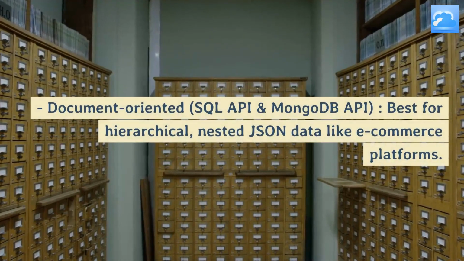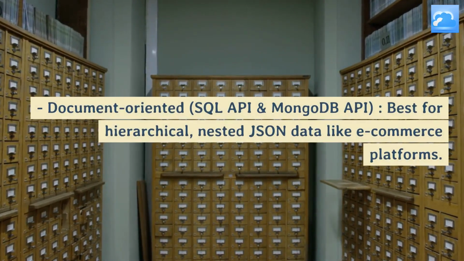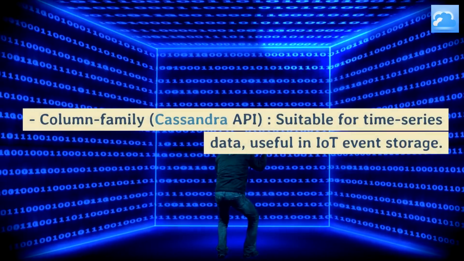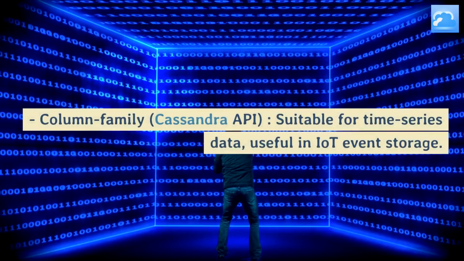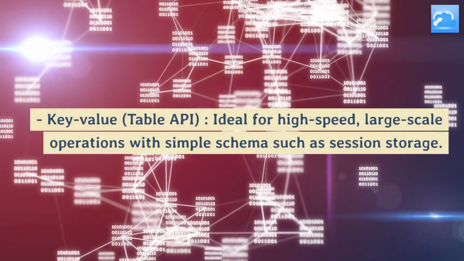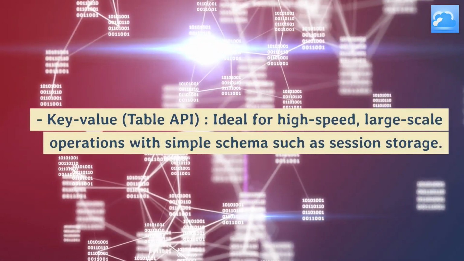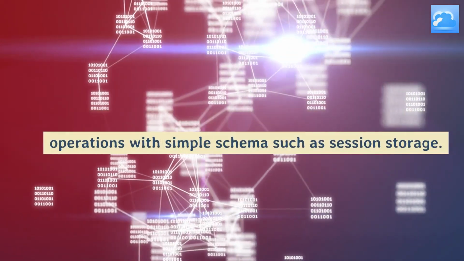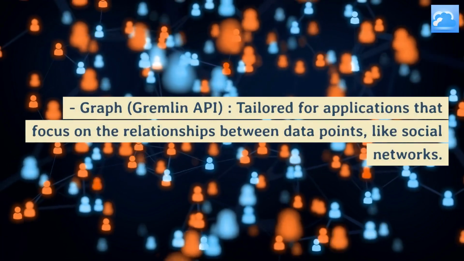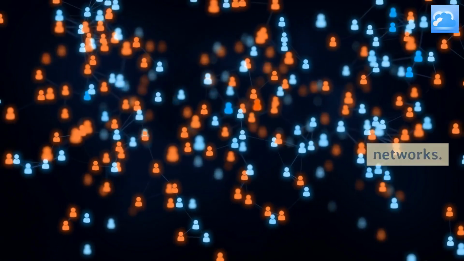Document-oriented, SQL API and MongoDB API, best for hierarchical, nested JSON data like e-commerce platforms. Column family, Cassandra API, suitable for time series data, useful in IoT event storage. Key value, table API, ideal for high-speed, large-scale operations with simple schema such as session storage. Graph, Gremlin API, tailored for applications that focus on the relationships between data points, like social networks.